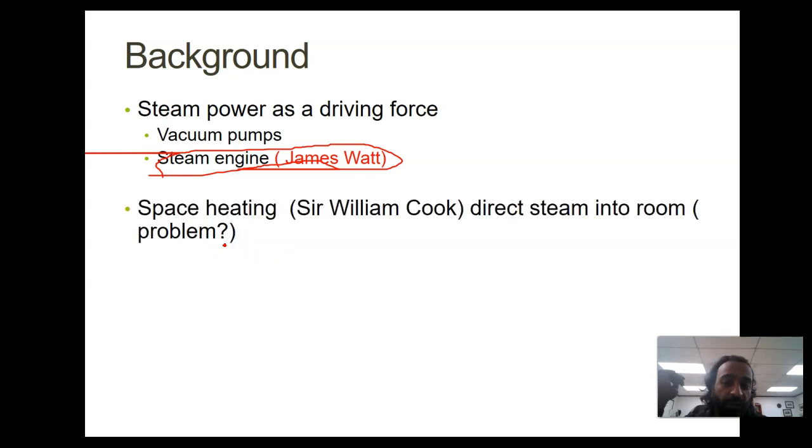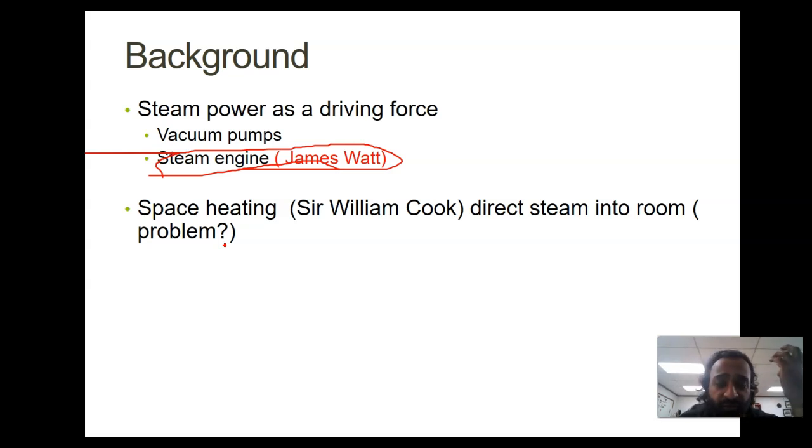So then we went into space heating. Again, the primitive way of heating a house is having a stove inside the house, and you might have some kind of extension of that stove, or exchanging air from one space to another, or putting a pot of water on top of the stove to heat the house. But again, that was not very efficient. Then we came to space heating using direct steam into the room. And I put a question here: what could be the problem?